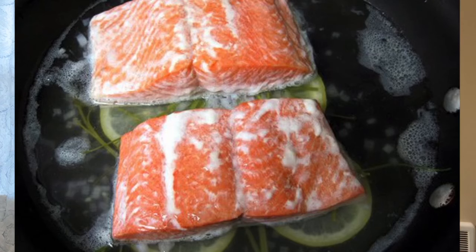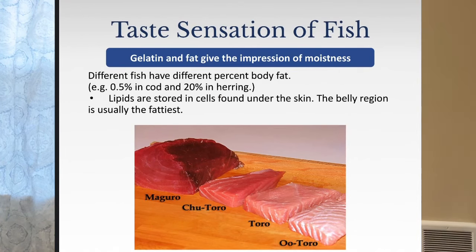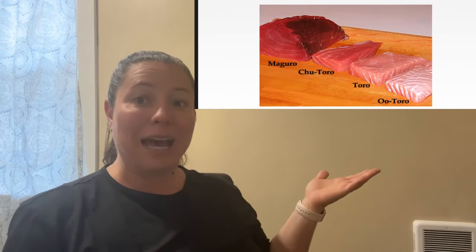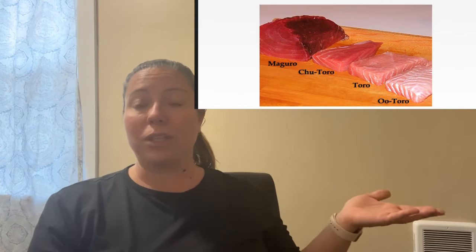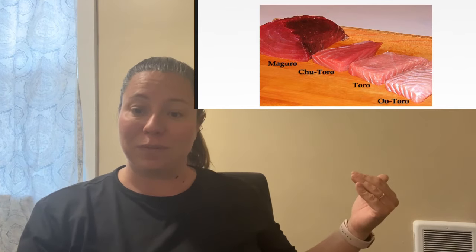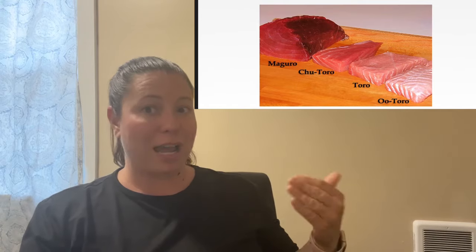If you've ever cooked salmon or a very collagen-rich fish and seen white stuff coming out of it, that is actually the rendered collagen of the fish. Now, the taste sensation of fish comes from the gelatin and the fat within the fish that give the impression of moistness. The belly region of the fish is usually the fattiest. So if we're talking here about tuna, we can see that different cuts of tuna are going to have different levels of fattiness, with the O'otoro being the belly region of the tuna, the most fatty part and the most prized.